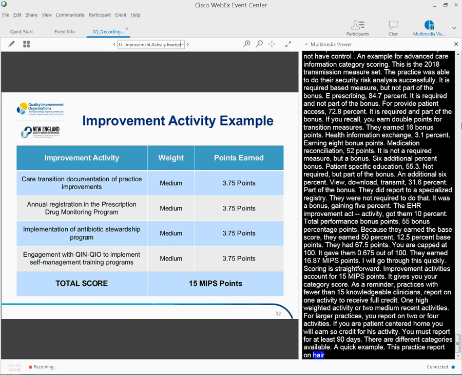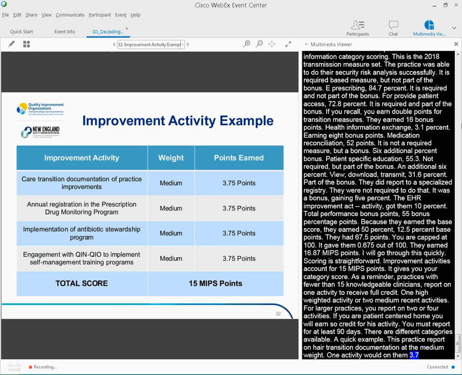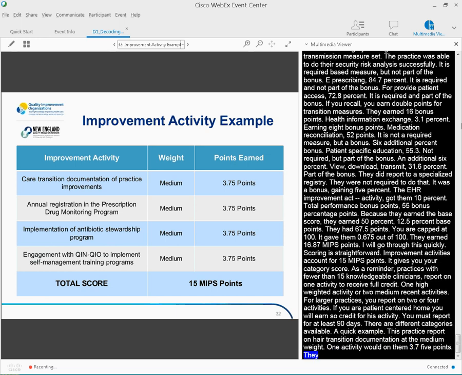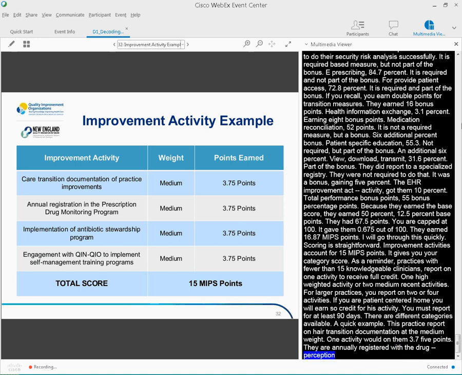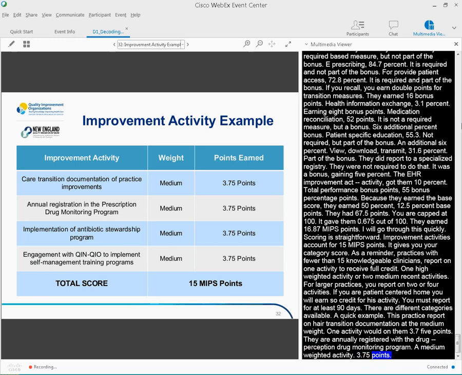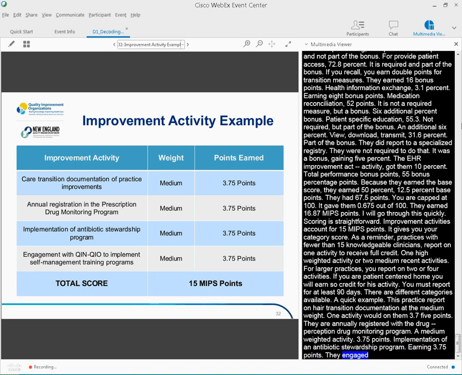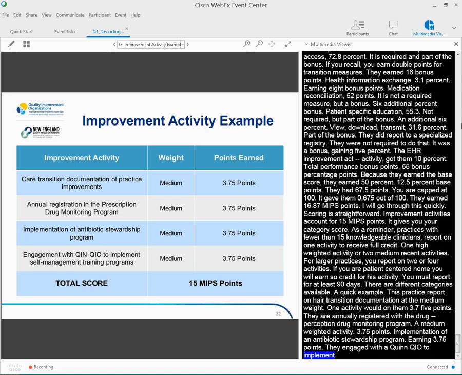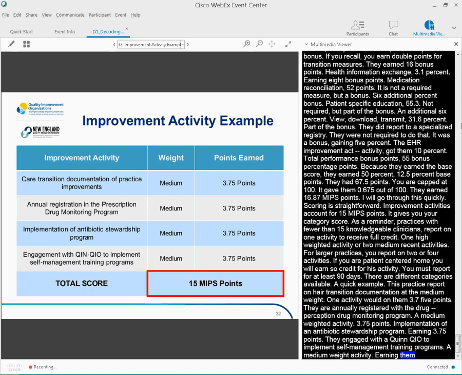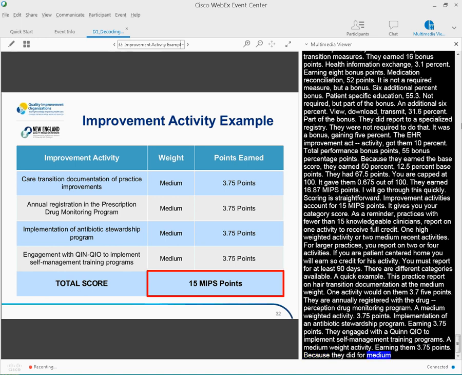They're also annually registered in the prescription drug monitoring program. That is also a medium-weighted activity. They earn 3.75 points for that as well. Implementation of an antibiotic stewardship program, again, a medium-weighted activity, earning them 3.75 points. And then they engaged with the QIN-QIO to implement a self-management training program, also a medium-weight activity, earning them 3.75 points. So because they did 4 medium-weight activities, that got them their total 40 points needed and their total 15 points for the category.